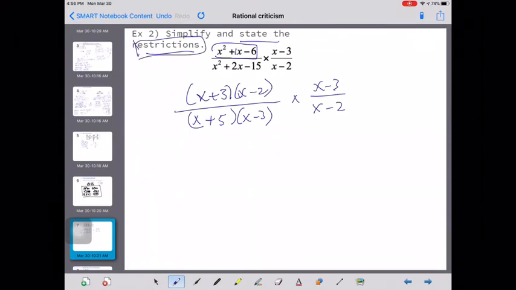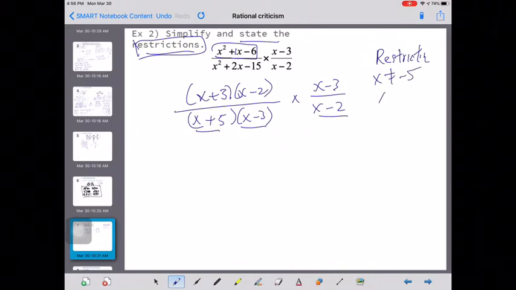So let's actually deal with the restrictions first. In this case, we want to set each denominator to not equal 0. I'm just going to do the restrictions quickly on the side here. x cannot equal -5 from the first one, x cannot equal 3, and x cannot equal 2. So we're done with the restrictions. Now we can start to simplify things.